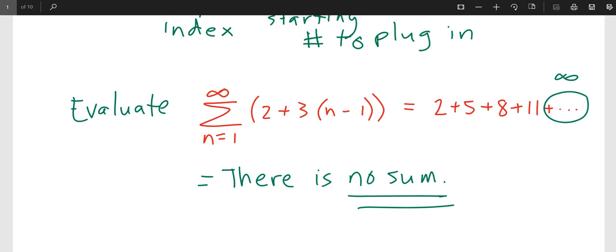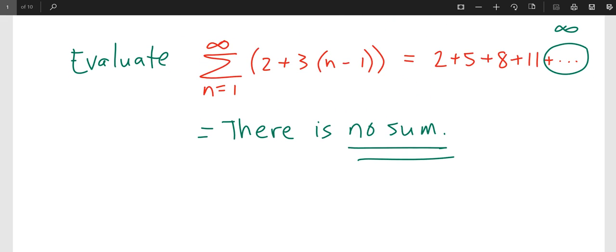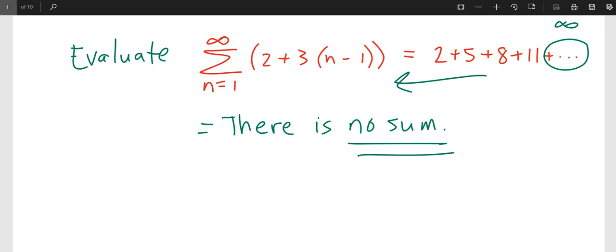Now, could I ask you to write it out in terms of its summation notation? Maybe start with this and then write the summation notation? Sure, I could have you write it out. But if I ever asked you to evaluate it, that would be, in the words of Admiral Akbar from Return of the Jedi, it's a trap. That's exactly what that is. Okay, there is no sum.